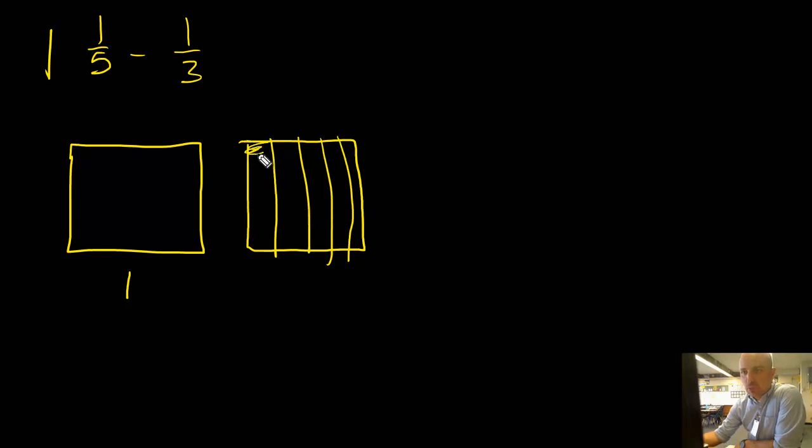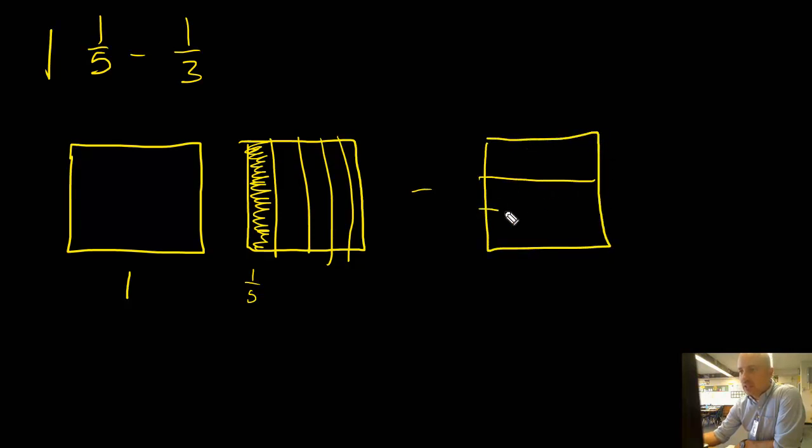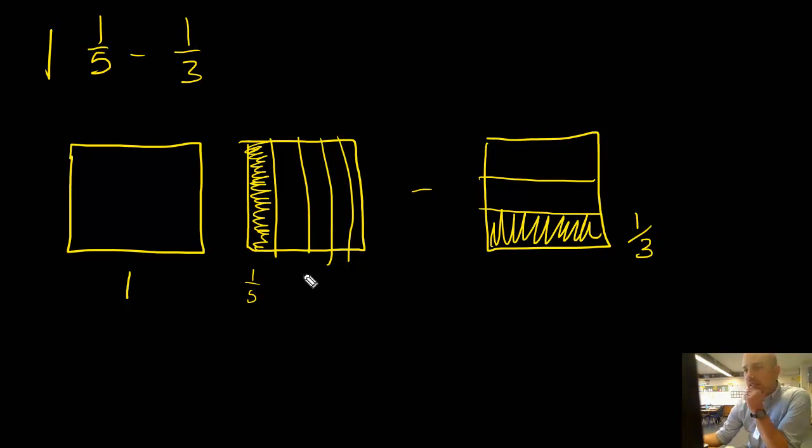I'm only using 1/5. I'm using that whole. So 1 and 1/5. And I'm going to subtract 1/3. So I'm going to cut this guy into thirds, and I'm only using 1 of them. Color in the bottom one this time. I'm doing 1/3 there. And so what I need to do is do the same thing I would always do, which is make them equal size pieces.